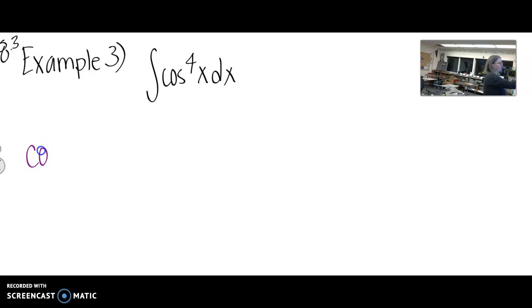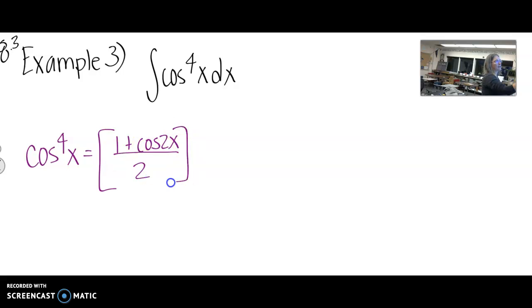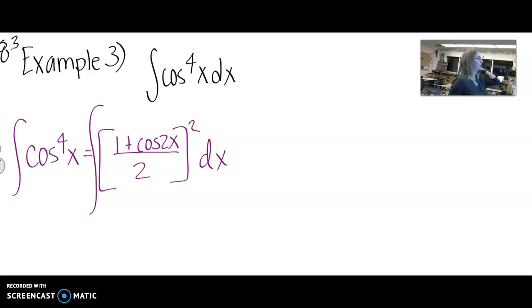But we know that if we have cosine to the fourth power of x, we can replace it with 1 plus cosine of 2x over 2, that quantity squared, and that would take care of the cosine to the fourth power. All right, so we're going to replace that in the integral, dx here. And what we're going to do with this is we are going to FOIL it.